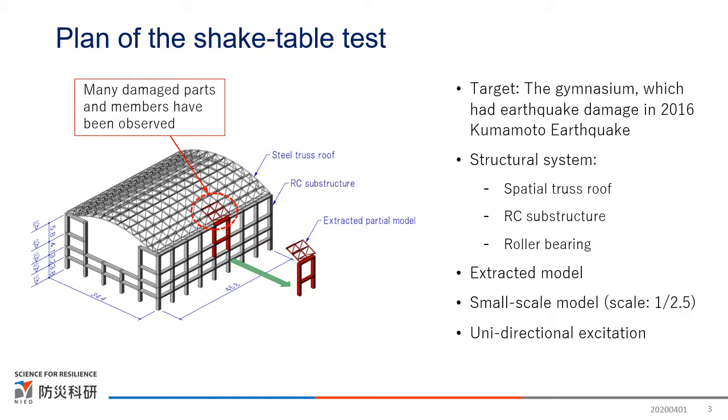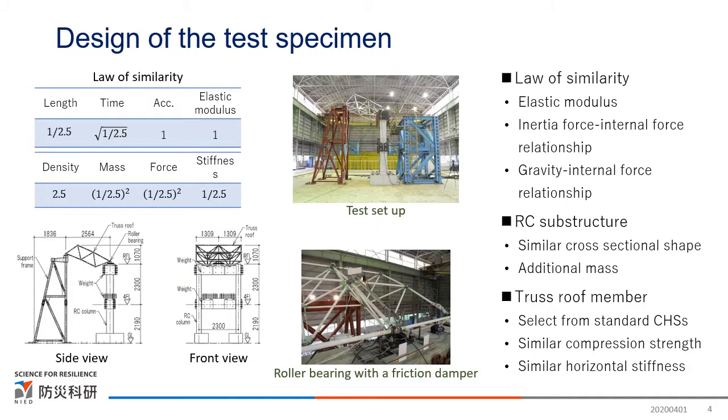Similar to Part 1, the target structure is a gymnasium which had earthquake damage in the Kumamoto earthquake. We extract a part of the gymnasium where many roof members were damaged and reduce it to 1/2.5 scale. For designing the test specimen, we take a law of similarity presented in the upper left table so that not only the size and configuration but also the dynamic behavior is similar.